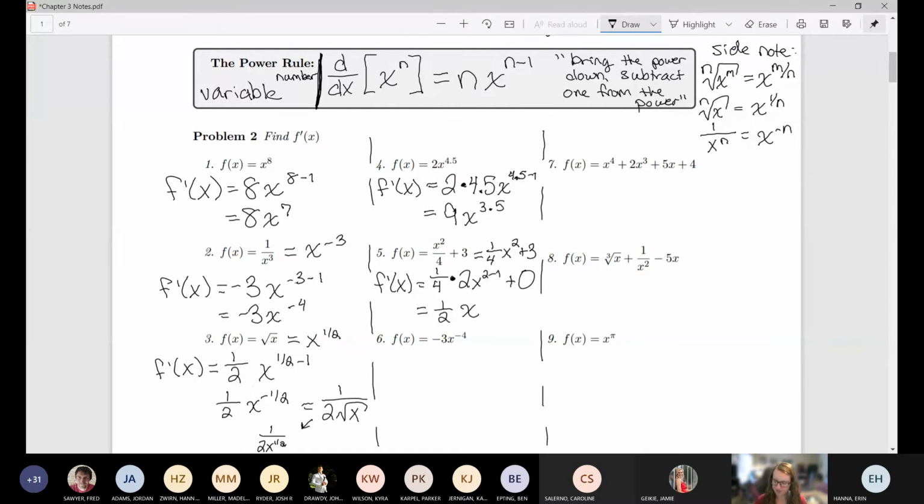All right, so for 6, -3 came along for the ride, bring the power down, subtract 1 from the power. You should get 12x to the -5th.